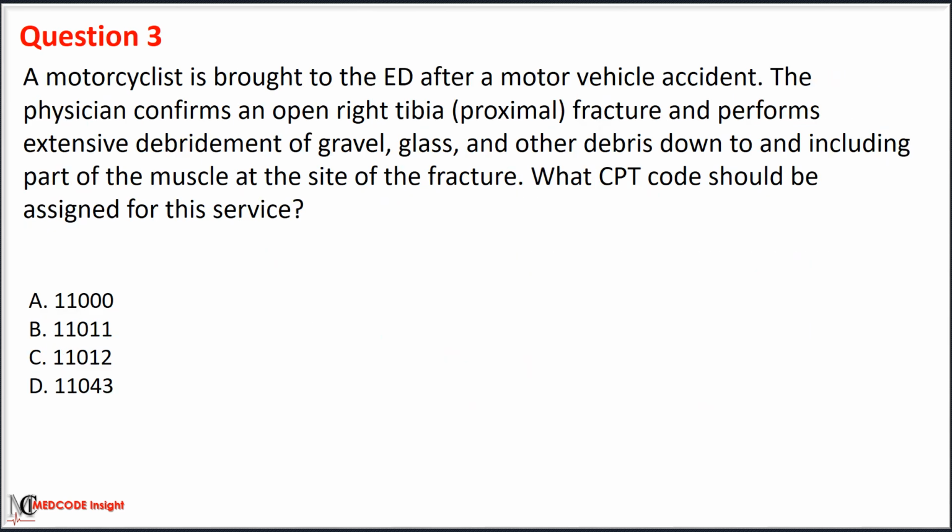A motorcyclist is brought to the emergency department after a motor vehicle accident. The physician confirms an open right tibia proximal fracture and performs extensive debridement of gravel, glass, and other debris down to and including part of the muscle at the site of the fracture. What CPT code should be assigned for this service? Option A with the service code 11000, option B with the service code 11011, option C with the service code 11012, option D with the service code 11043.